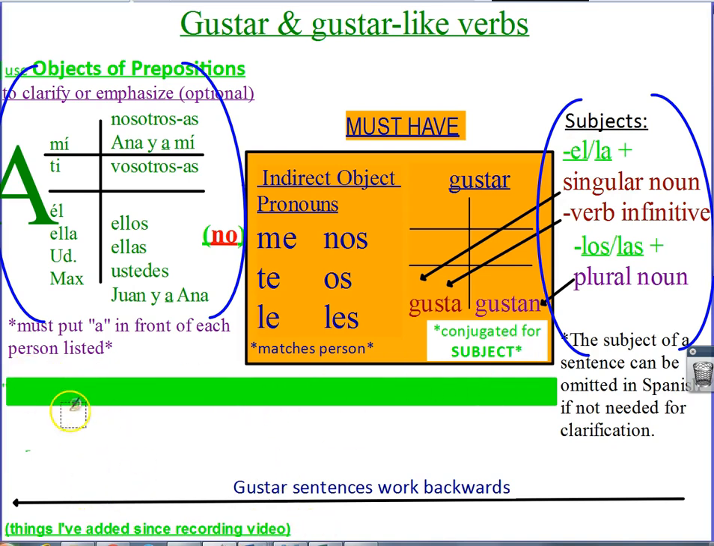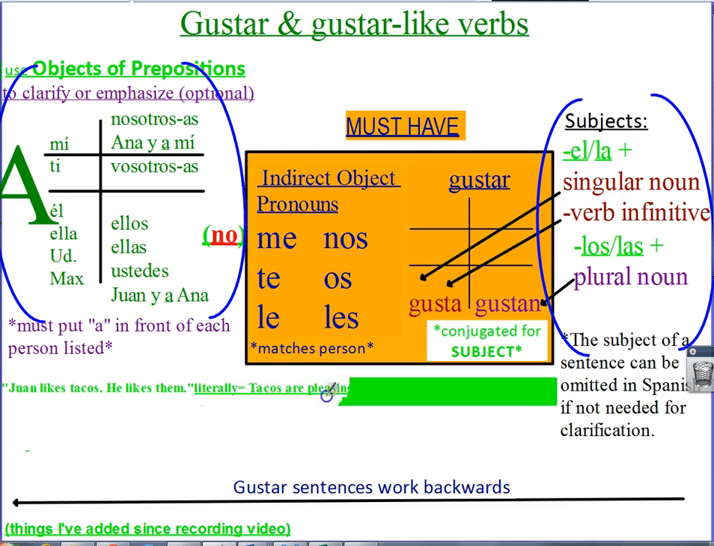So down at the bottom of your page, you're going to write an English pair of sentences and a Spanish translation, and our example sentence is going to be "Juan likes tacos." He likes them. And in English, that's how we would say that. But what are you literally saying if you're using the verb gustar? Because it doesn't really mean to like, it actually means to be pleasing to. What you're literally saying is tacos are pleasing to Juan. They are pleasing to him.